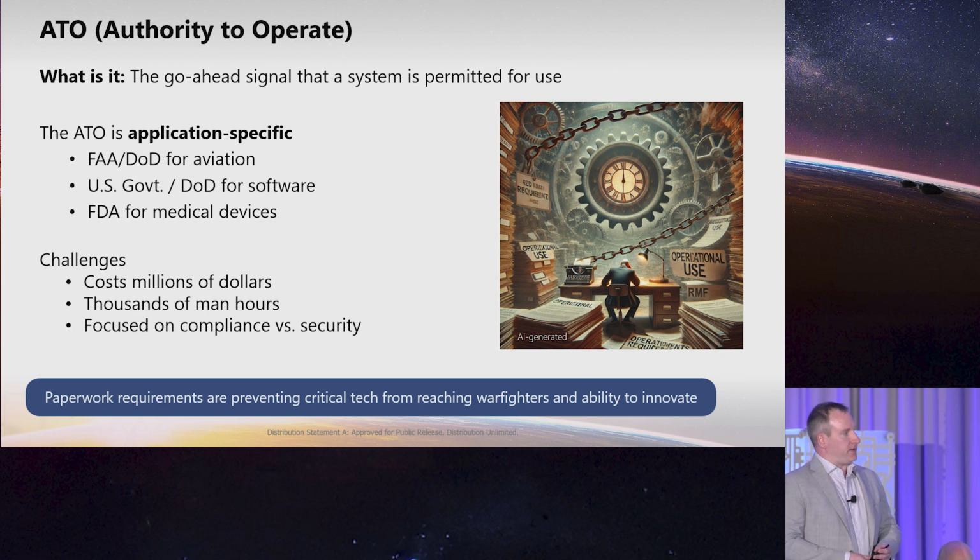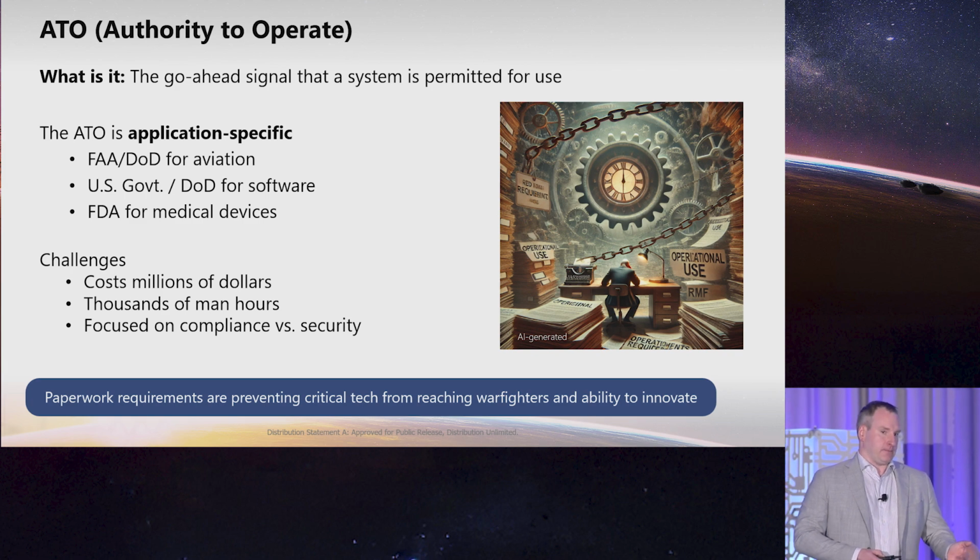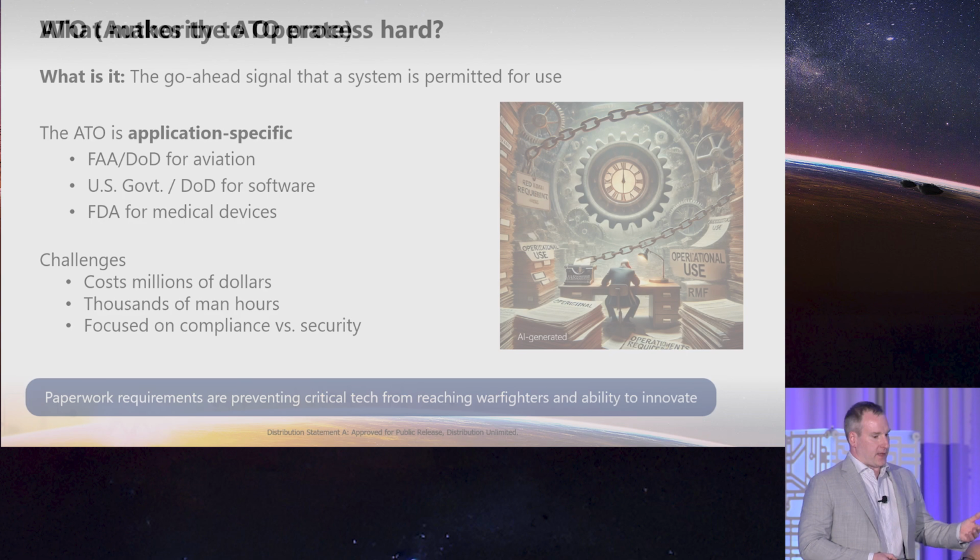But the point is that doing this costs millions of dollars, thousands of labor hours, and it really comes focused on compliance versus security. And the point is that our paperwork is preventing the critical tech from reaching the warfighter. On top of that, it's stopping our ability to innovate because we're having to stop developing code to get the paperwork done.